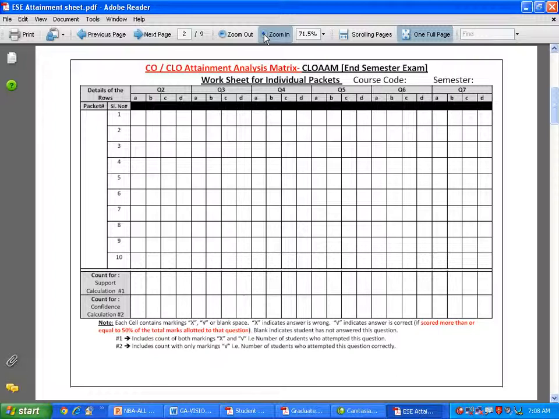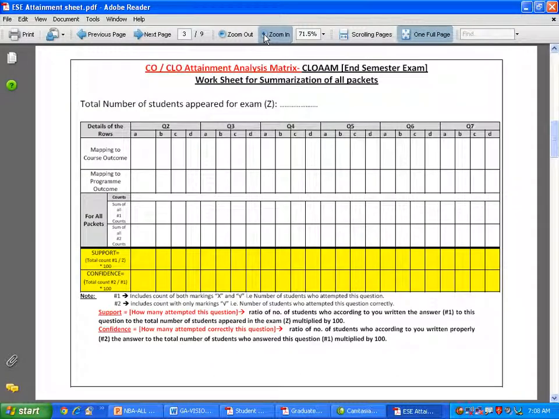Then the summary of all the packets I would like to put into another table. Let me tell you about this. Consider that the total number of students in the course is, say, 100. Then for every question, again there are ABCD options. See here the mapping to the course outcome, for example question number 2A. Wherever it is mapping, it may be course outcome number 1, course outcome number 4, etc. Whatever is there, you write it here.